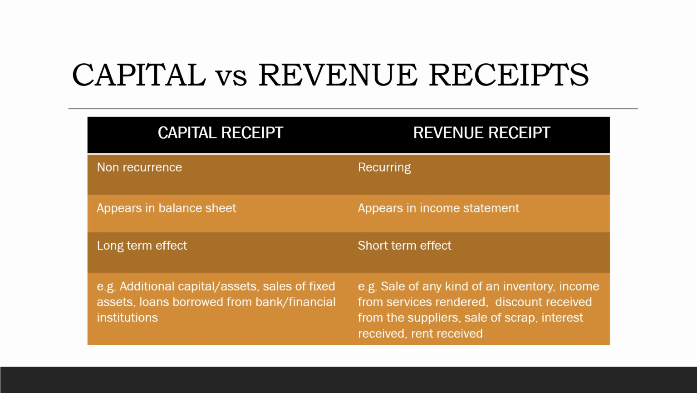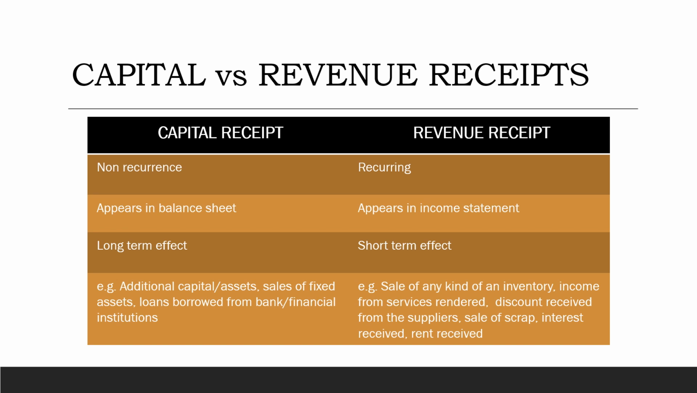Whereas revenue receipt is recurring. Let's say the person is a car dealer or car seller, so it sells cars every day, for example, so it's recurring. The person receives income from selling cars. It's not like my previous example where I just sell the car probably after 5 years or after 10 years. So revenue receipt should be recurring.